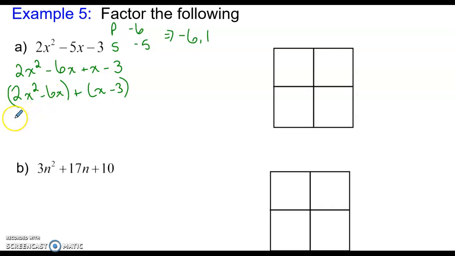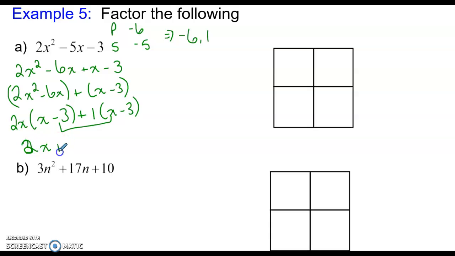A common factor for 2x squared and 6x would be 2x, and I'm left with x minus 3 in my brackets. There is nothing here that's common other than 1, so I'm going to take my 1 out. I have my matching brackets, so my answer would be 2x plus 1 times x minus 3. So that's 2x plus 1 times x minus 3.